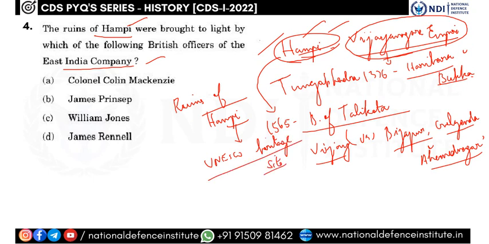Yes. This Hampi was first officially discovered and made known to the whole world by none other than Colonel Colin Mackenzie. He is a British official. Yes, so he is actually the first Surveyor General of India.